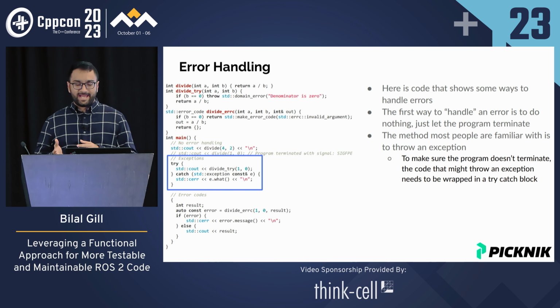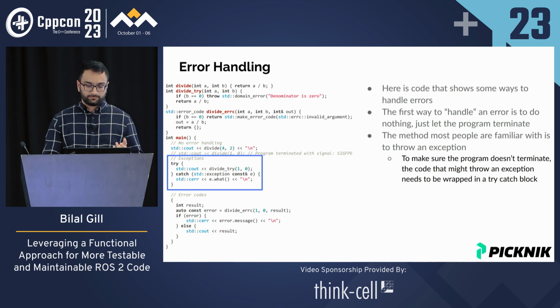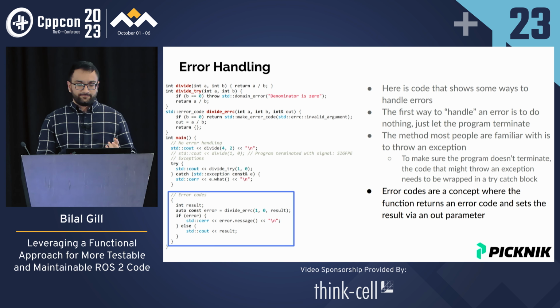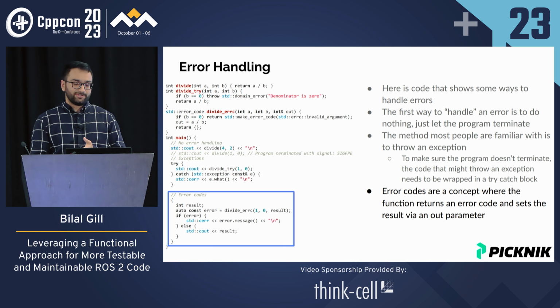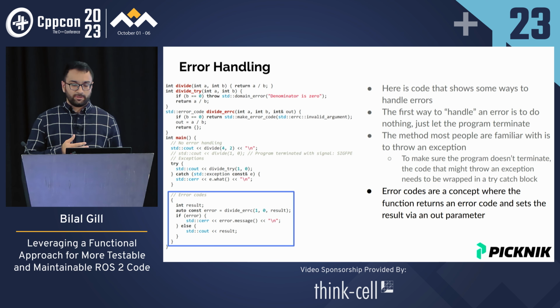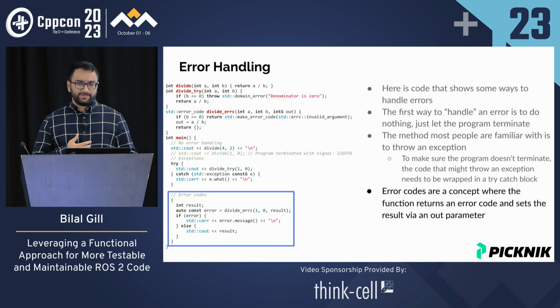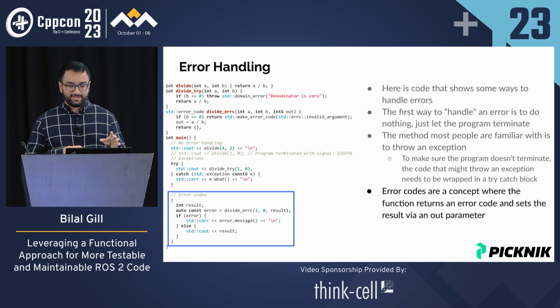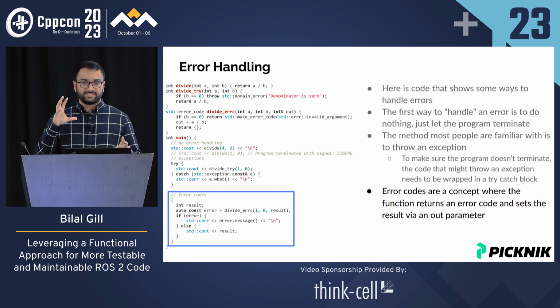The thing is, though, a try-catch block sort of takes us out of our normal control flow, and it's not really desirable. I'm sure everybody knows, but error codes are also a concept where the function returns an error code and sets a result via an out parameter. But with error codes, they can be a part of your control flow, as they don't really step out of the control flow as an exception would.